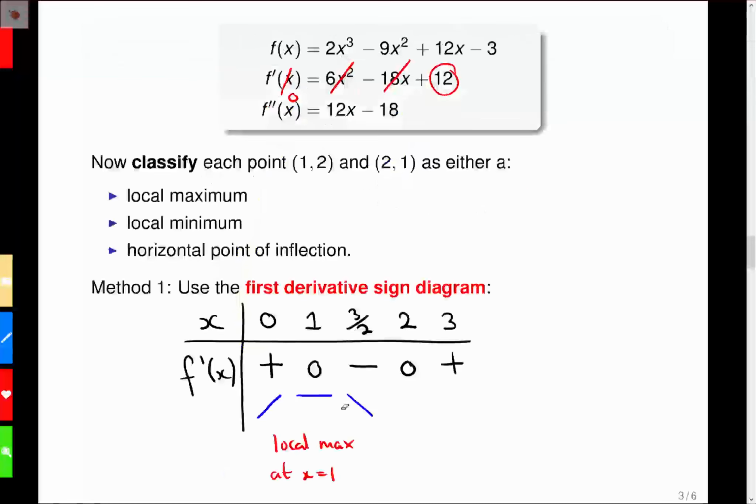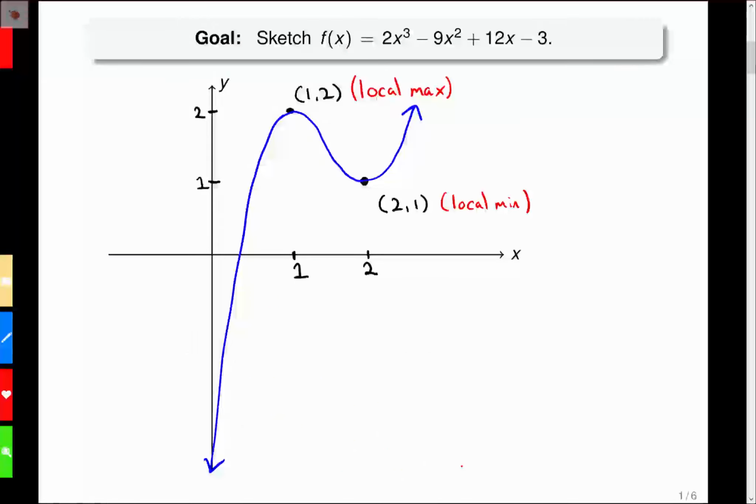Now around x equals 2, the graph is going down and then plateauing and then going up. In other words, the graph looks like this. That means it must be a local minimum. Thus we have proven that the point (2, 1) is a local minimum.